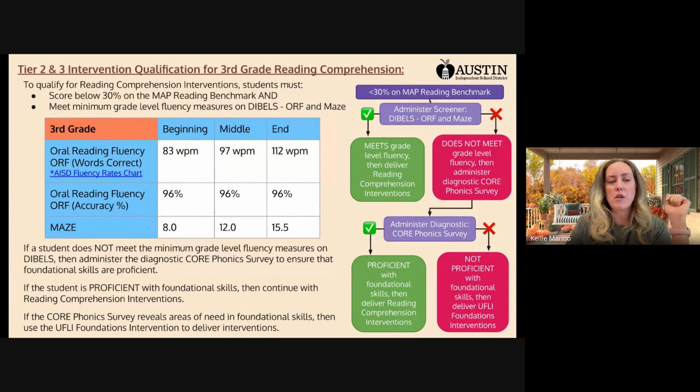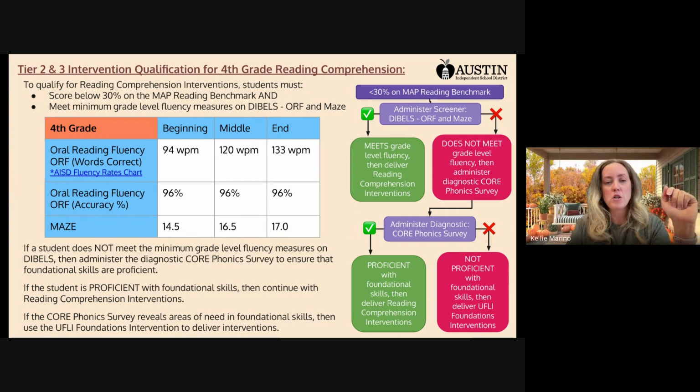And you'll notice here the 3rd grade minimums. These are the minimums: 83 words per minute, 96% accuracy, and a score of 8 on the Maze. And we're going to go over the details of this scoring, so don't freak out about these numbers yet. Just understand that they're here. And here's 4th grade. It's the same information, just tailored for 4th grade and 5th grade.